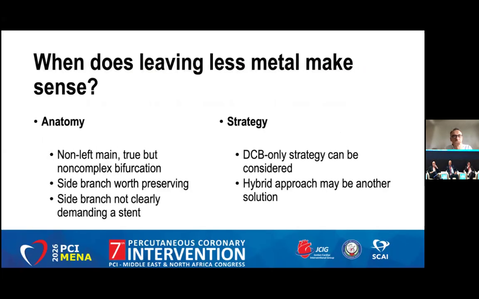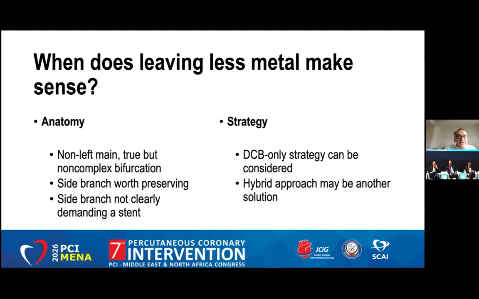So when does leaving less metal make sense, especially in anatomic view? In patients with non-left main, true but non-complex bifurcation, I think it's a good indication for DCB only or less metal, where the side branch is worth preserving.